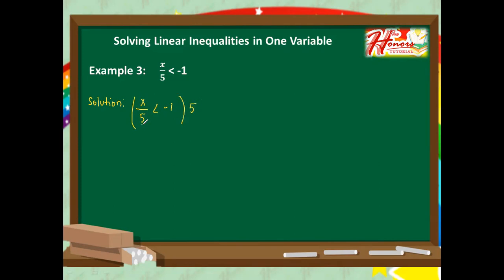5 divided by 5 is 1 times x is x. Copy the symbol less than. Negative 1 times 5 is negative 5. And this is the answer. x is less than negative 5. Next, let us have another.